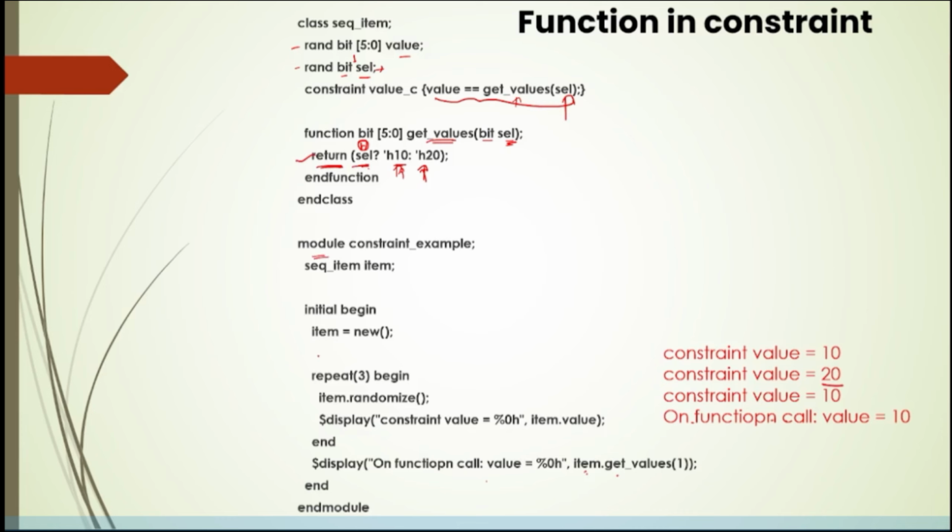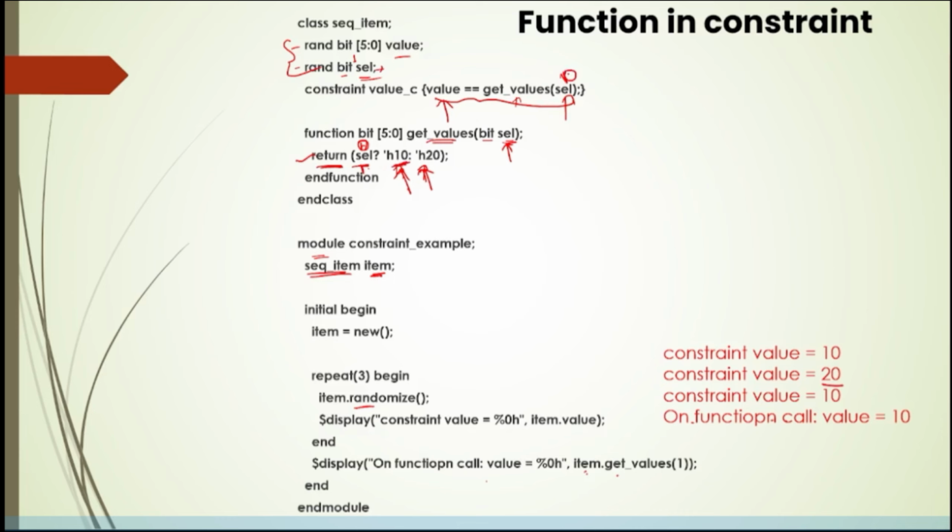Now within the module, I'm just randomizing this particular item. Item is nothing but the sequence item handle, so I'm randomizing these two values. While randomizing, I'll be displaying the values that are being randomized. So here within the constraint, value will be equal to get values of select. That means based on the select bit, the output value will be either 10 or 20. If select is 1, that means select is true, then the output will be 10.